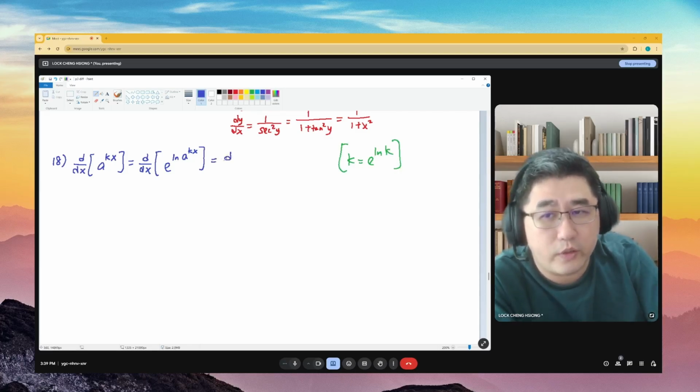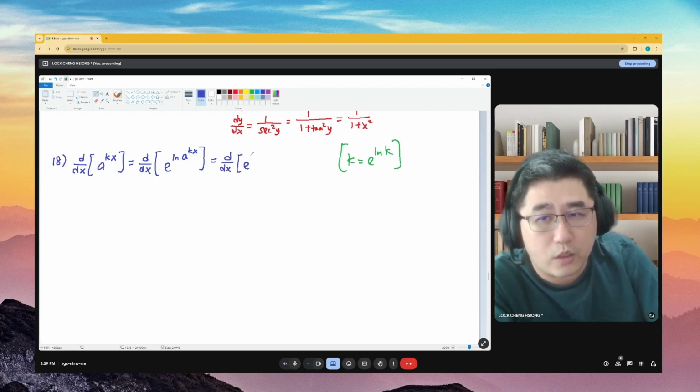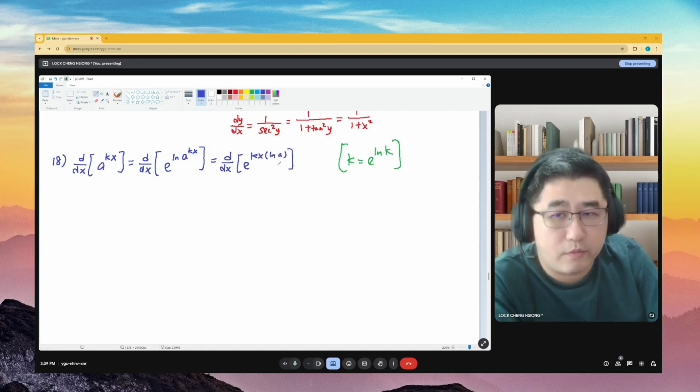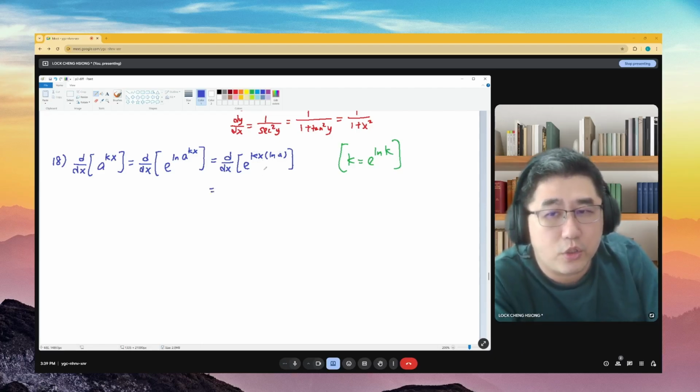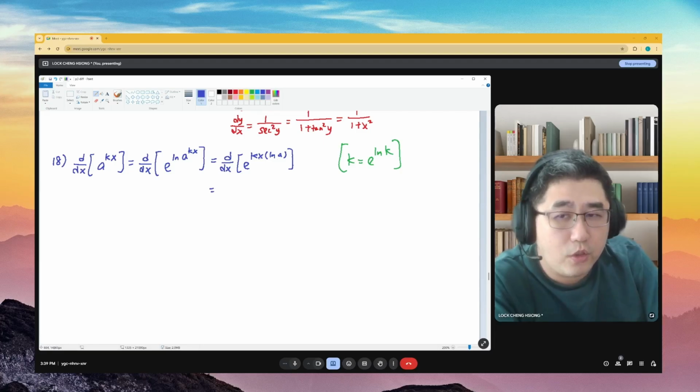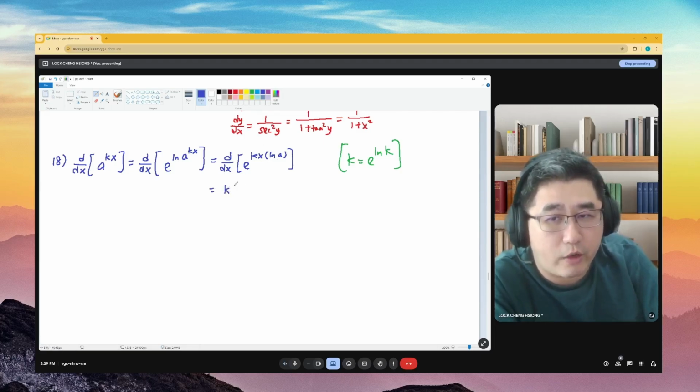So over here we have d/dx of e to the kx ln a. Please understand, k is a number, ln a is a number. So from differentiation, the derivative of the power is brought to the front, therefore we have k ln a. Then at the back we copy the same thing again.